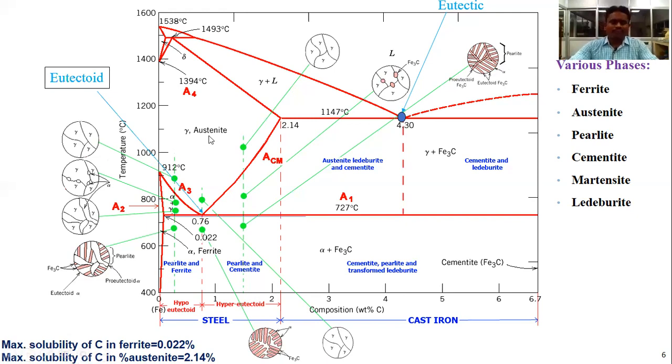And another important point we can see is the peritectic reaction, which occurs at 1493 degrees centigrade at a carbon percentage of 0.15. And here the liquid plus delta iron transforms into the austenite phase, a solid phase.